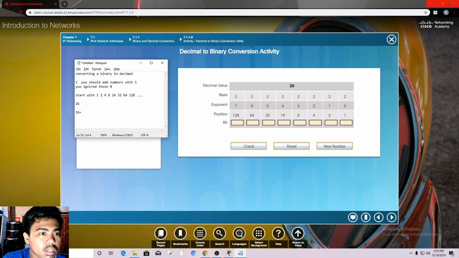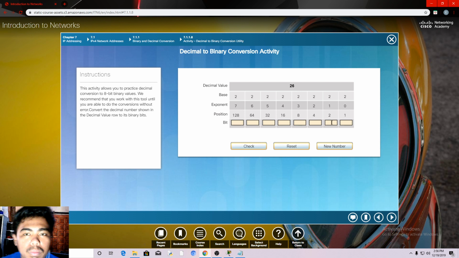So finding the positions, we used 16, 8, and 2. We're going to write down that they are 1 and the others are 0 because they didn't use it. As you can see, converting decimal to binary is quite simple. Let's check. Okay, it's correct.